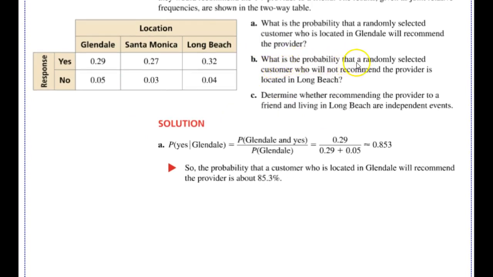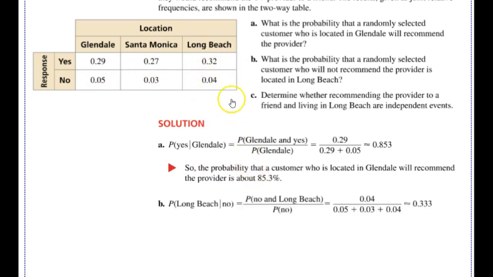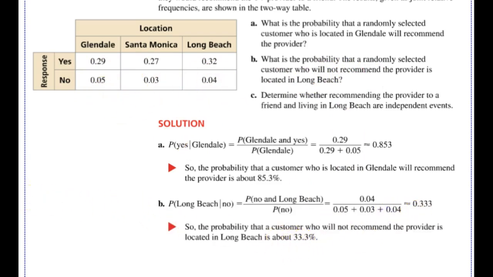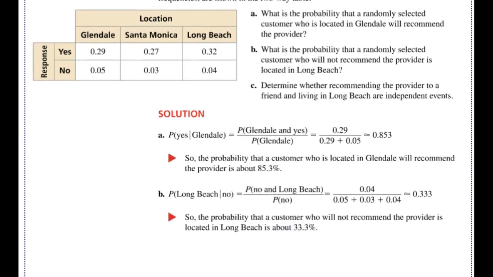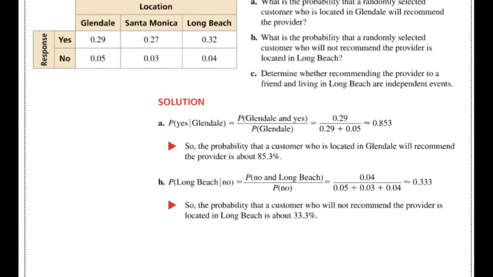Now let's look at part B. What is the probability that a randomly selected customer who will not recommend the provider is located in Long Beach? So I know I'm looking at no for not recommending and specifically Long Beach. So I know I want no in Long Beach, but then I'm looking at everybody that said no, because that's the group that I'm limiting it with in my problem. So that's where I add these together and I come up with my percentage, and it's approximately 33.3%. So now let's look at part C. Determine whether recommending the provider to a friend and living in Long Beach are independent events.